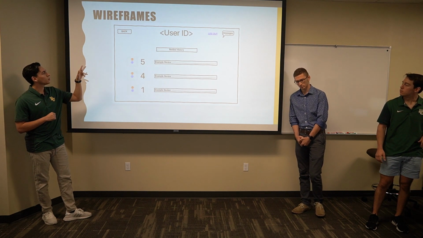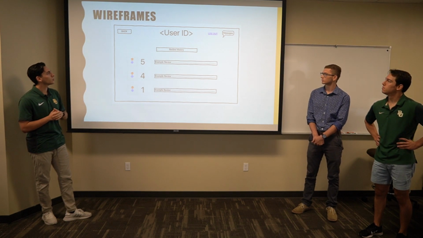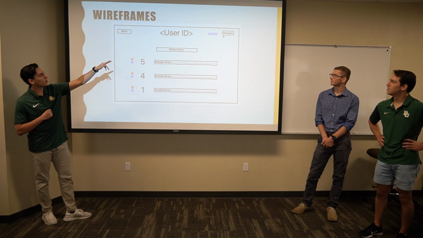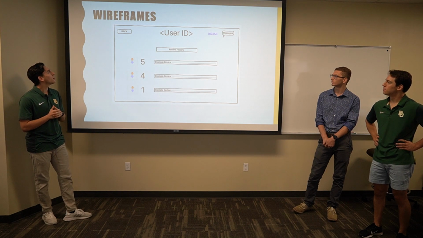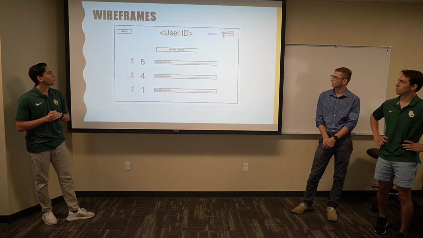And this is the user homepage. You can see your review history right there, all your upvotes and downvotes. You can log out in the top right-hand corner. You can message other students back, and you can go back to the homepage from there.